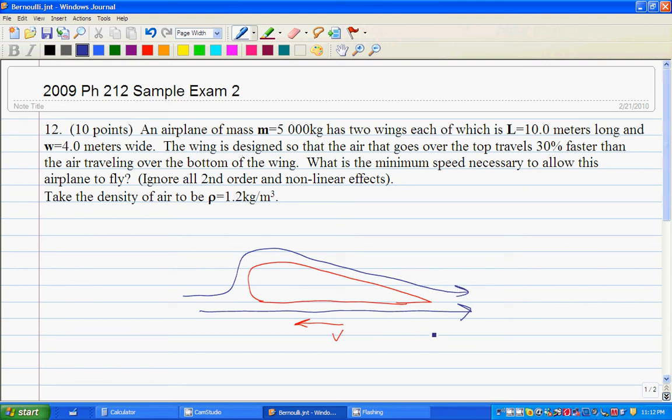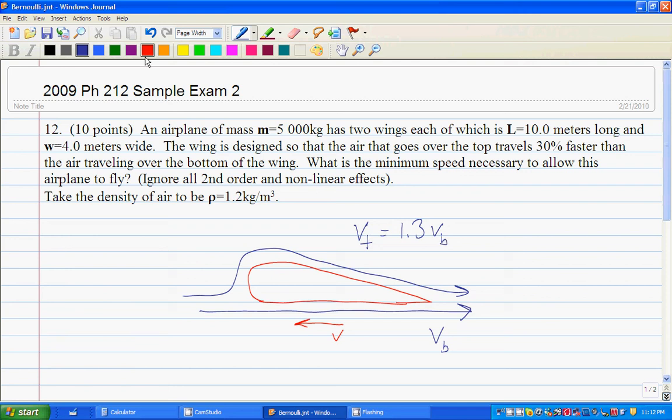And we're given that the velocity on the bottom, of course, is going to be equal to the velocity of the plane, and then the velocity on the top is going to equal 30% more than the velocity on the bottom. Okay, next step, free body diagram, of course.